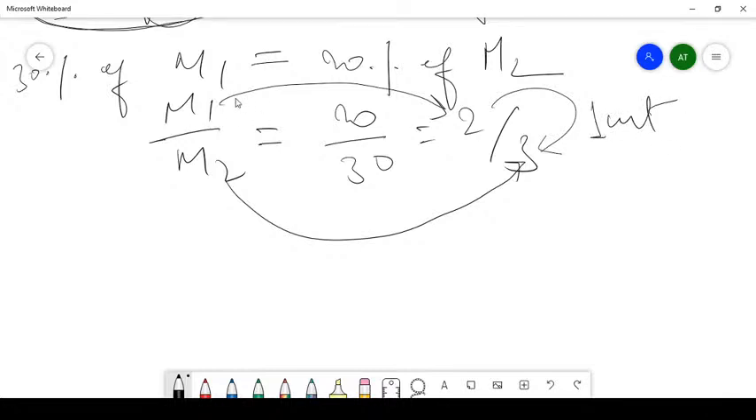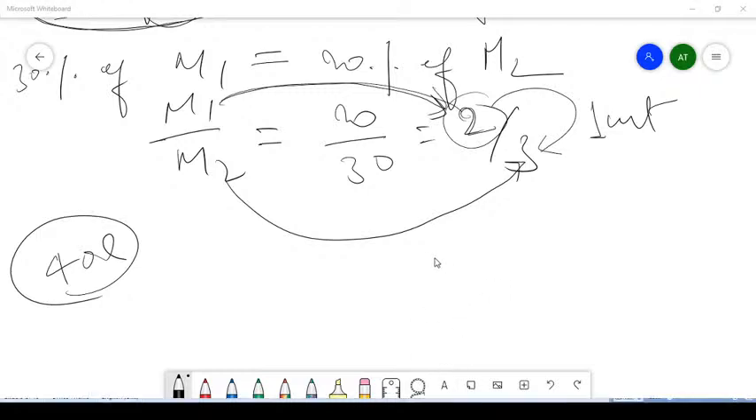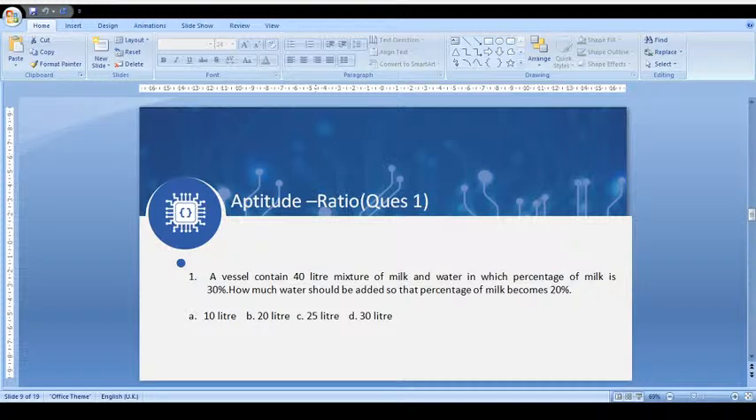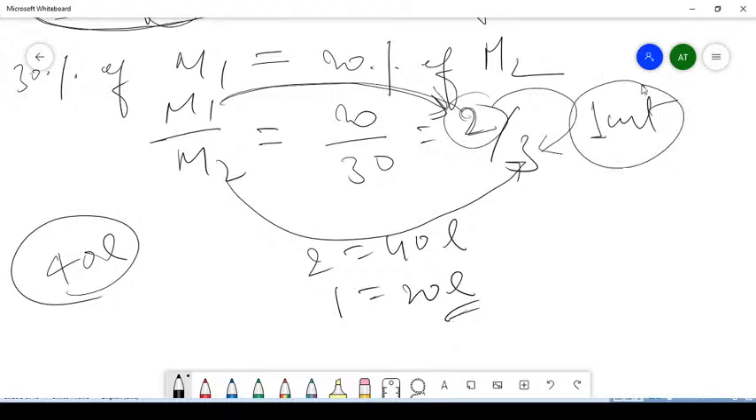And it says that m1 is 2 unit. But what does the question say? The question says that the quantity of mixture in the first vessel is 40 liter. It is mentioned in the question. There is a 40 liter mixture in the first vessel, right? That means the value of 2 is 40 liter. Then the value of 1 becomes 20 liter. Then how much water we added? We added 1 unit water. That means the value of 1 unit becomes 20 liter. This is the answer. That means if you add 20 liter water in the first vessel, then the concentration of milk is changed from 30% to 20%.